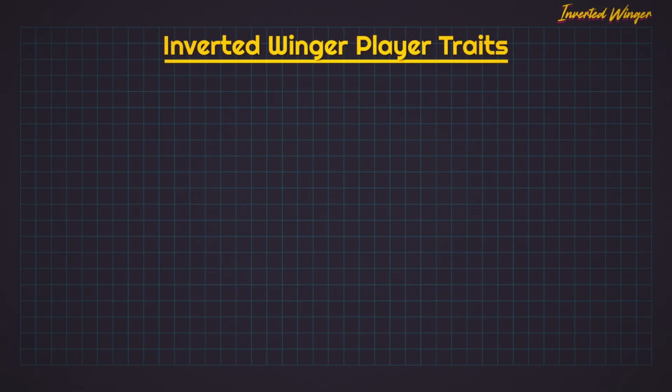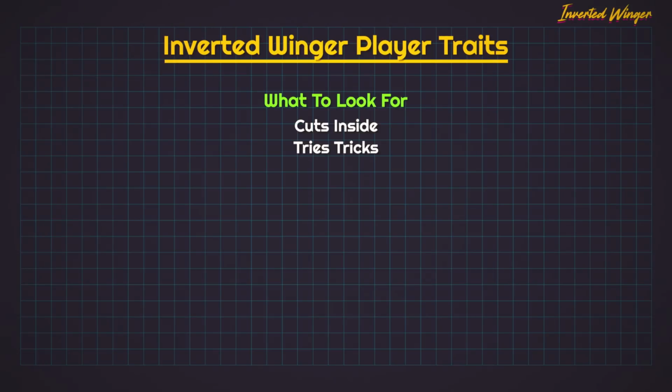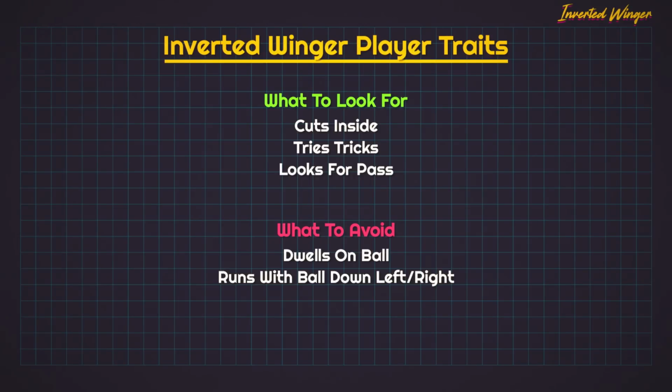With player traits, some of the ones you want to look for would be things like cuts inside, tries tricks, and for how I like the role to play, looks for pass rather than attempting to score. Player traits that wouldn't work too well with this role would be ones like dwells on ball, runs with ball down the left or right, and comes deep to get the ball.